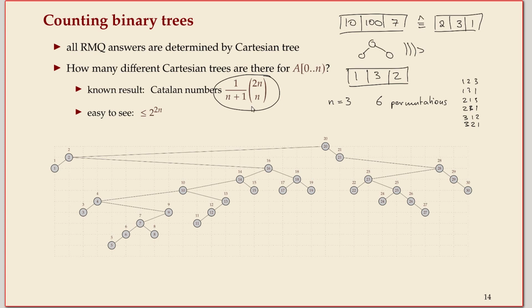But if you work this out, there's only 5 binary trees over 3 nodes. And these are this one, and this one, and this one, and this one, and this one. And it would be a nice exercise to let you map which of these Cartesian trees maps to which permutations.